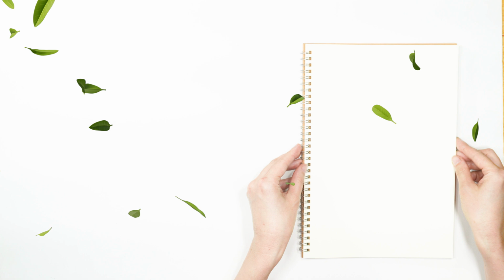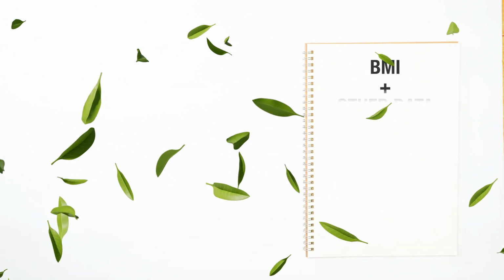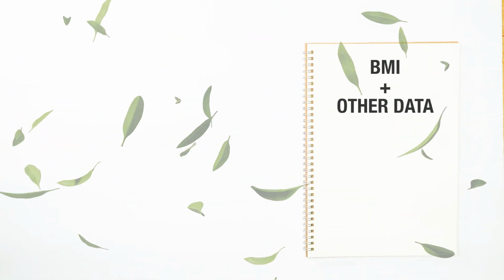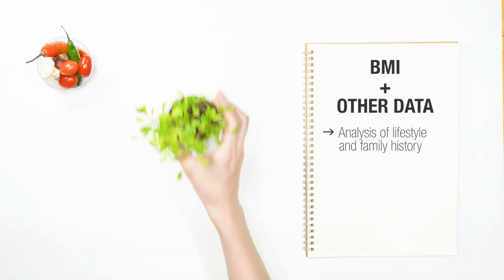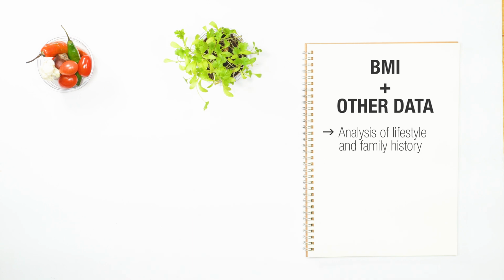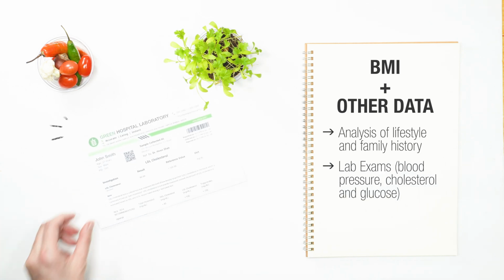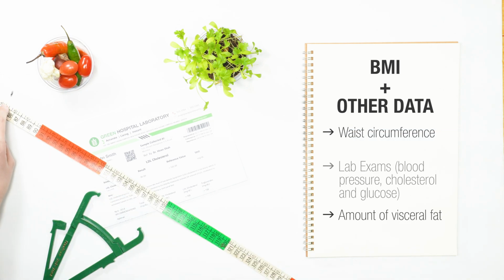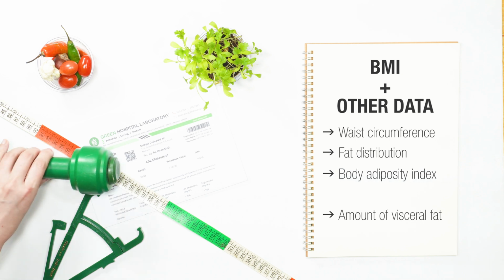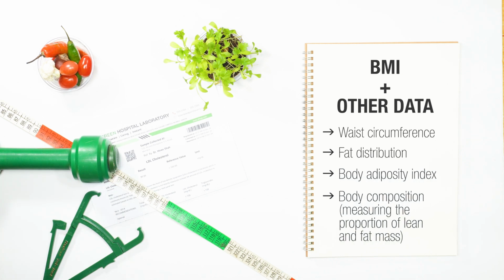The BMI can still be used as a measure of health if it's combined with other data and an in-depth analysis of a person as a whole, considering their lifestyle and family medical history. Additional data to complement BMI include lab exams like blood pressure, cholesterol and glucose, the amount of visceral fat located in the abdominal cavity, waist circumference, fat distribution, body adiposity index, or even body composition, which is the relative proportion of lean body mass composed of muscle mass, body water and bone mass, and body fat mass within the body.